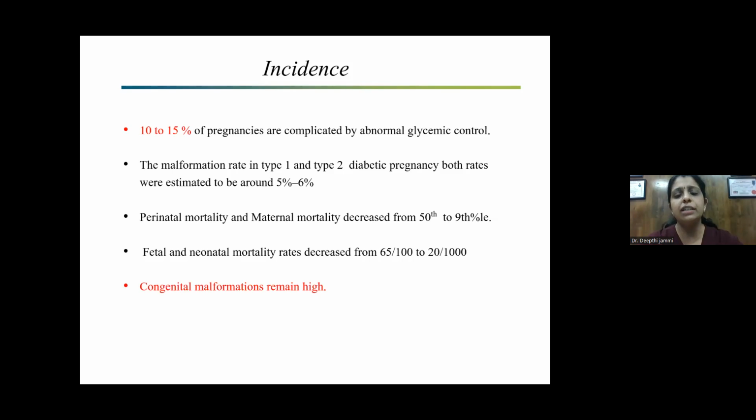There is around 5 to 6% of malformation, and the malformations correlate with glycemic control, be it type 1 or type 2 diabetes. Perinatal mortality and maternal mortality have significantly reduced from as high as 50% to 9% now. Even fetal and neonatal mortality has come down from 65 to 20 for every 1,000 live births. But the point to note is congenital malformations still remain high, because most of these patients, specifically pre-gestational diabetic patients, either have unplanned pregnancies or their glycemic control is not perfect.